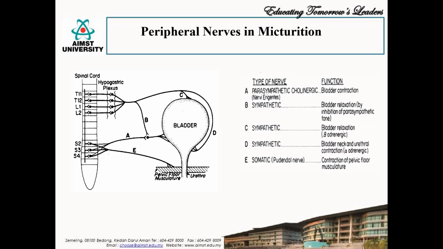Okay, so another problem is if there is a problem with the pelvic floor muscle, any weakness in the pelvic floor muscle, then also they will have a problem with micturition. They will not be able to control. They will just leak out.